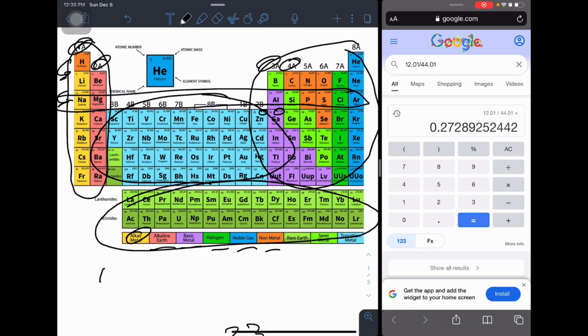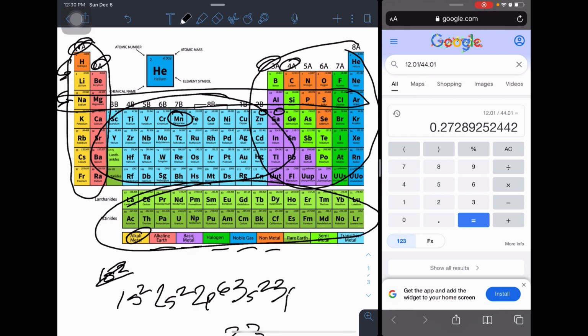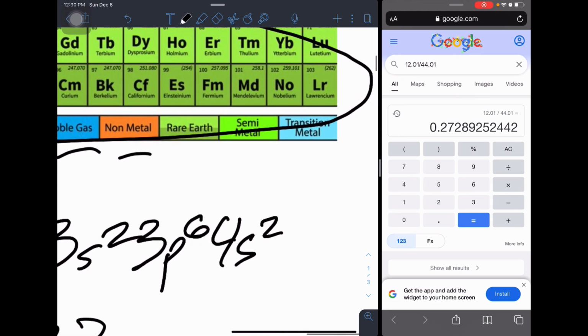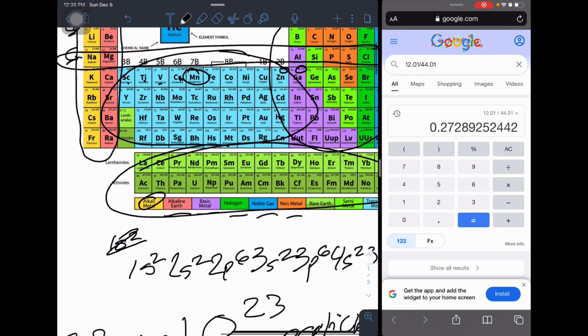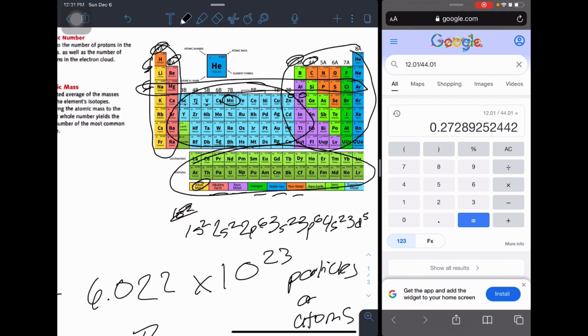So when you're reading from left to right, if I want to denote the configuration for manganese, you go 1s2, 2s2, 2p6, 3s2, 3p6, 4s2, 1, 2, 3, 4, 5, 3d5. So when you go to the D block, you're going to go down an energy level, and when you go to the F block, you're going to go down 2 energy levels.